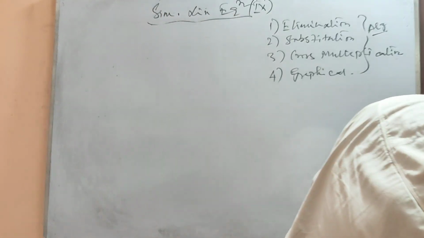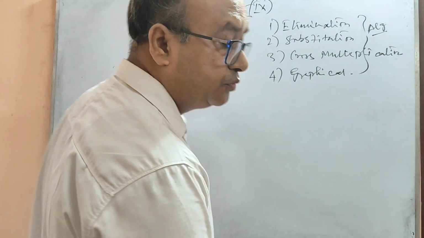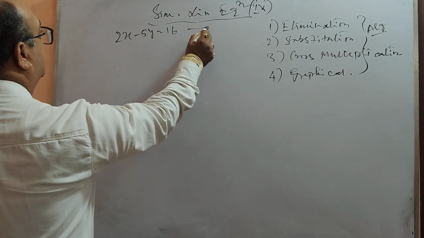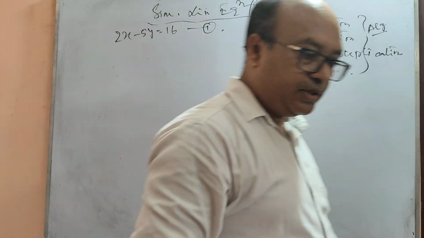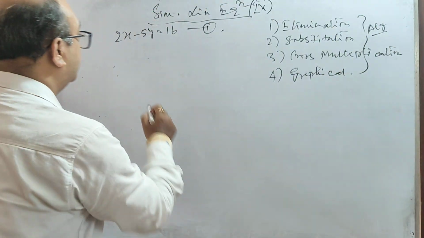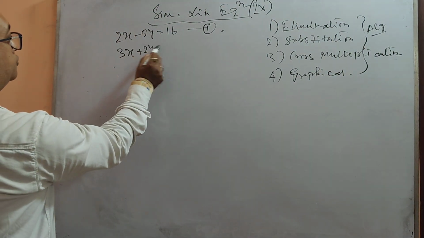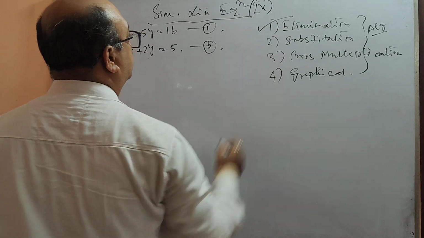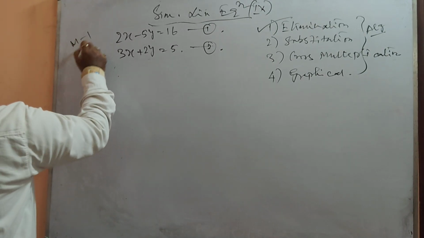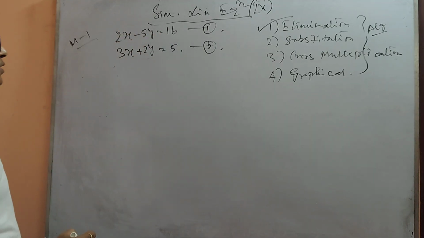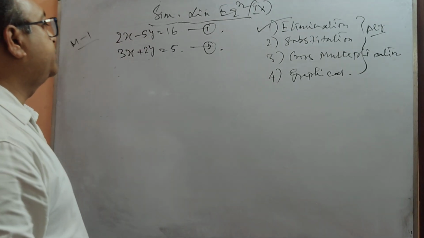So particularly, I will show a sum here with which we can apply all three methods: 2x minus 5y equals 16, that is my first equation, and the second one is 3x plus 2y equals 5, that is my second equation. So the first method we apply is the method of elimination. One of the coefficients of a variable has to be equalized.